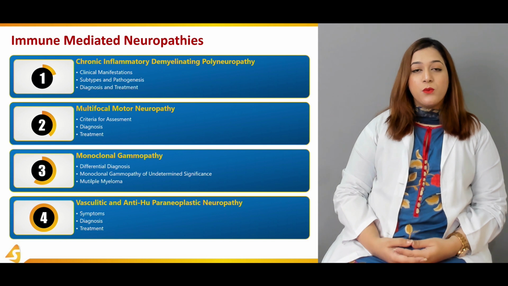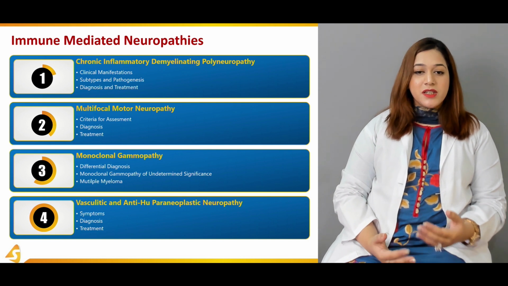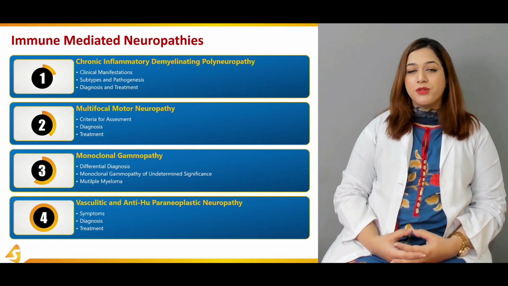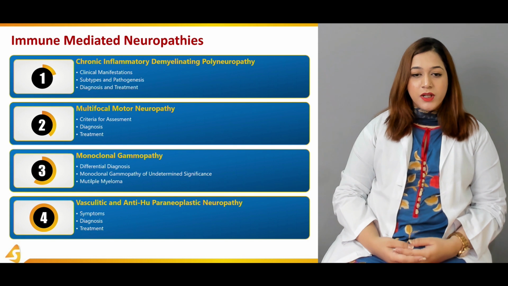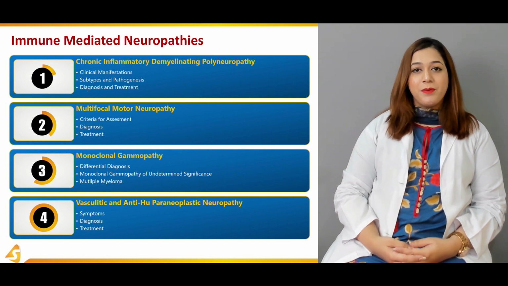In this section, we will talk about the differential diagnosis of monoclonal gammopathy. We will discuss in detail what is monoclonal gammopathy of undetermined significance, and finally, we will see what is multiple myeloma. The last section is all about vasculitic and anti-HU paraneoplastic neuropathy.